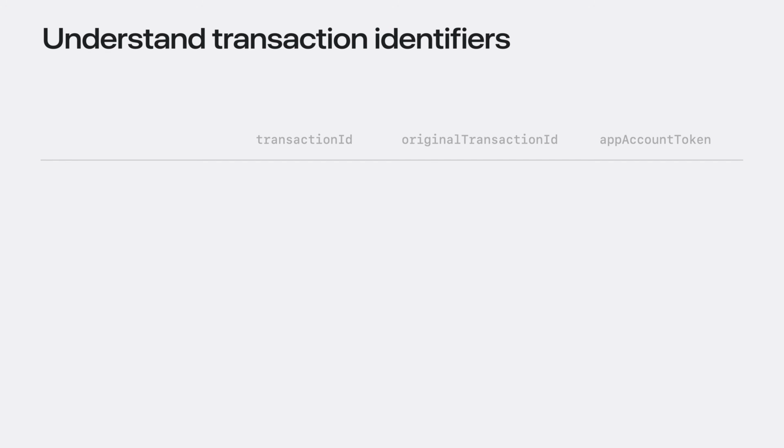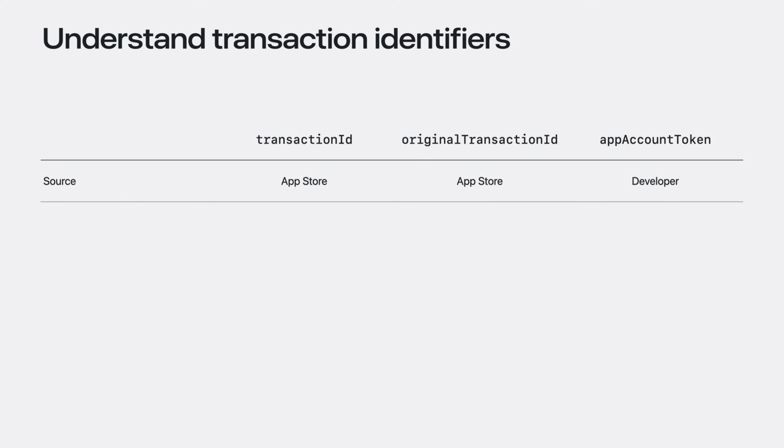The app account token, along with other transaction identifiers such as transaction ID and original transaction ID, provide a way to associate customer accounts with the App Store transactions. Here's a brief overview of these identifiers. The App Store is the source of transaction ID and original transaction ID, while you are responsible for generating and associating the app account token with an App Store transaction.